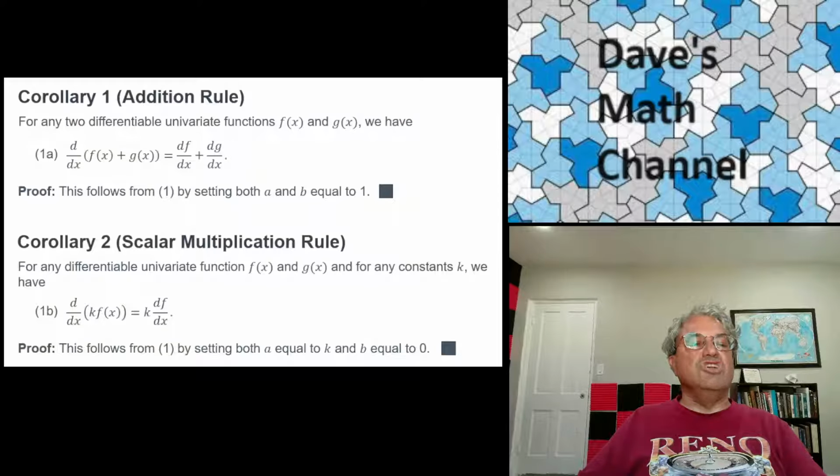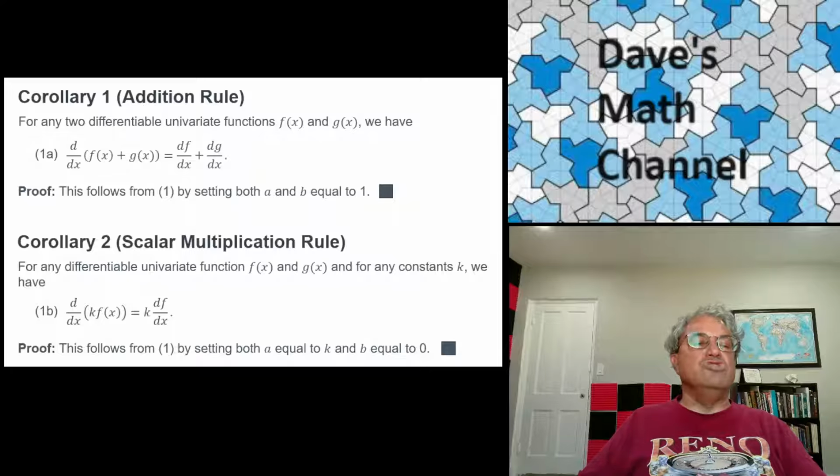And corollary 2, scalar multiplication. Here I'm calling the scalar k. k is just a constant. It says the derivative of k times a function is just k times the derivative of that function. Well, this follows if we let a equal k and b equal 0.